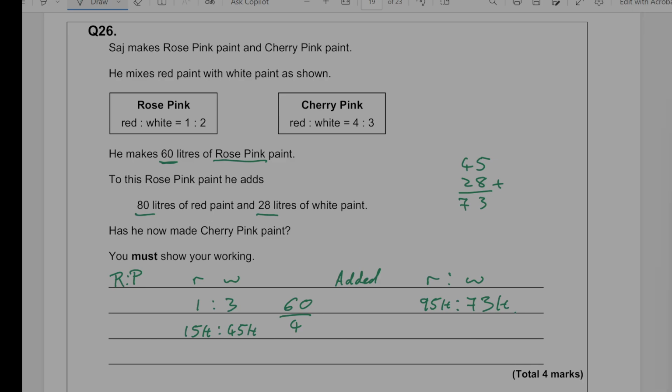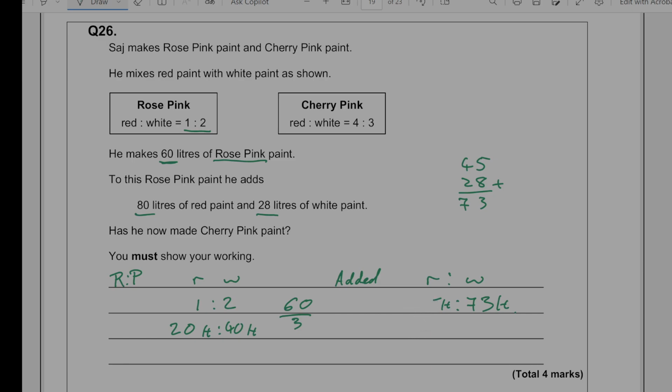And again, I've made a mistake here. Can anyone spot where my mistake is? Probably screaming at me. So I've got my ratio wrong here. It was 1 to 2 and I did it as 1 to 3. So the method still holds fairly true. It was 1 to 2, so that's divided by 3. So it's 20 litres of red and 40 litres of white, which makes this bit a little bit more straightforward.